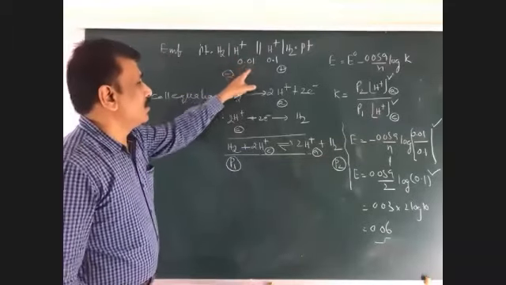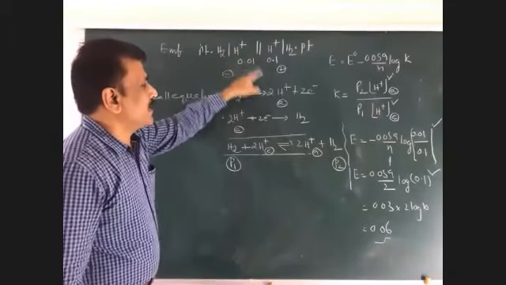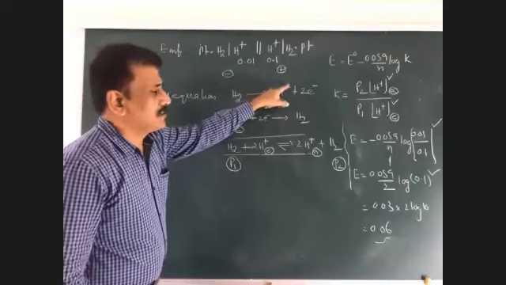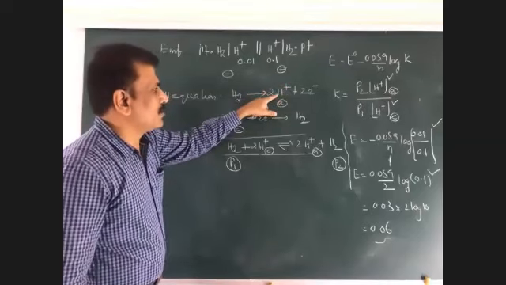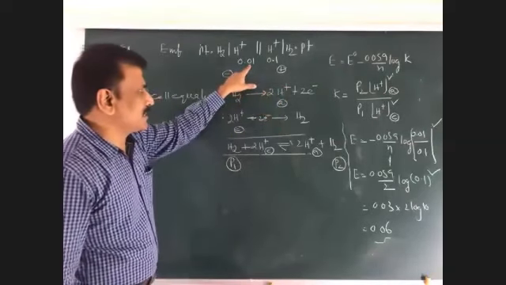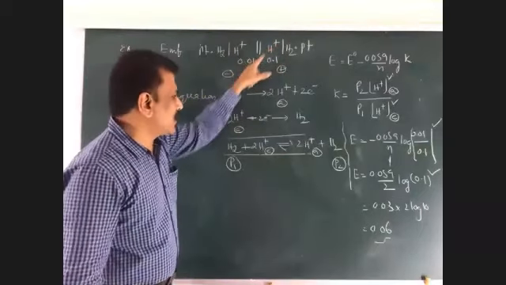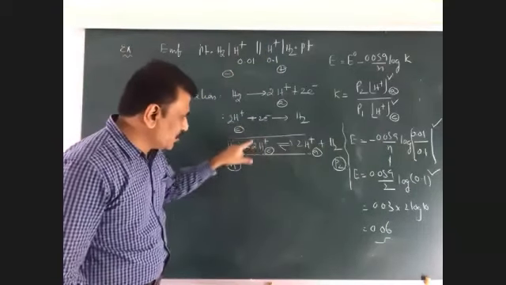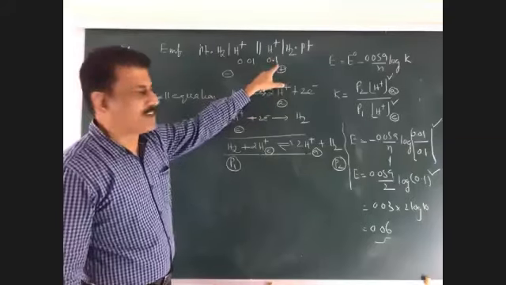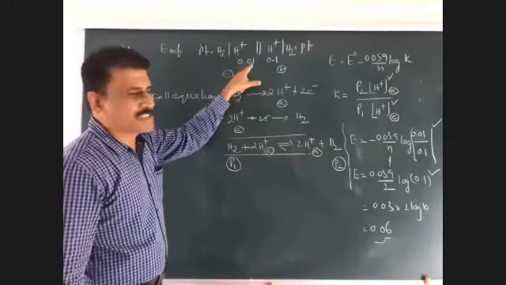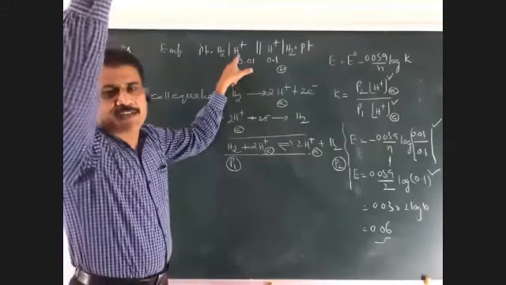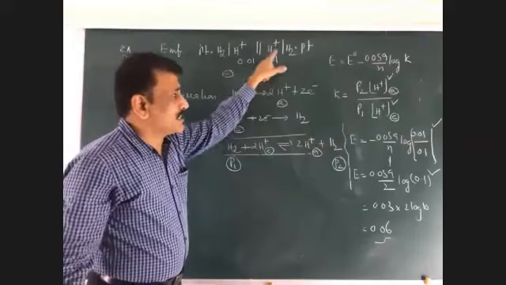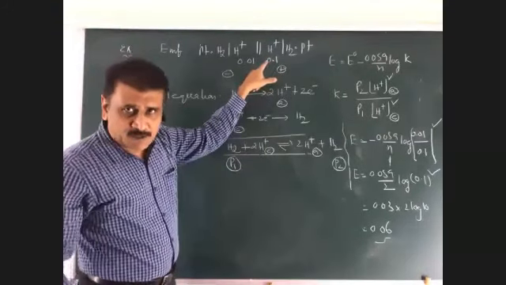H plus ion at anode is forming, therefore less concentration is taken. H plus ion concentration at cathode is consuming, therefore more concentration is taken. So lower H plus ion concentration acts as anode, that is higher pH. Higher concentration of H plus ion acts as cathode, that is lower pH.